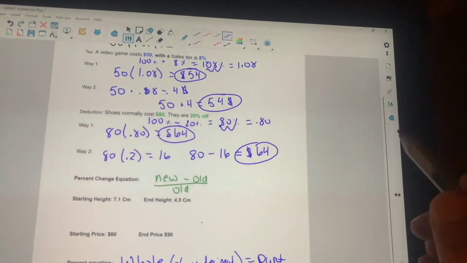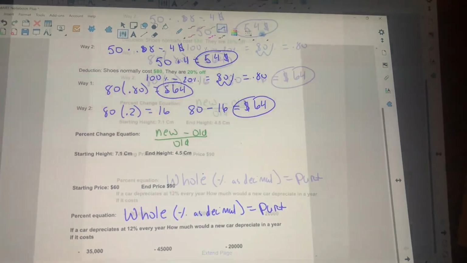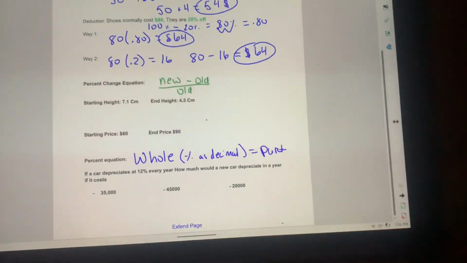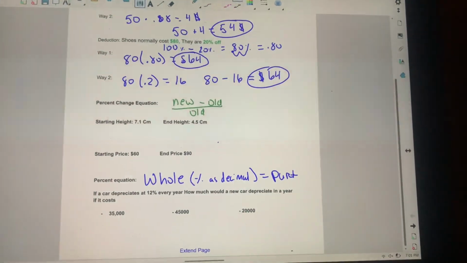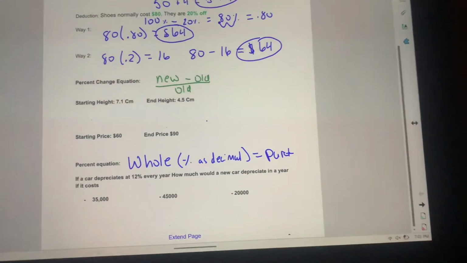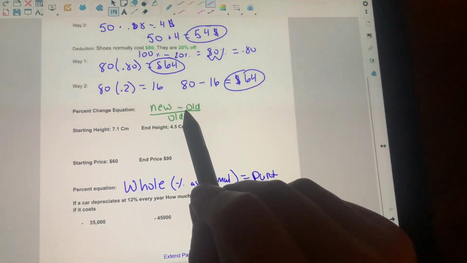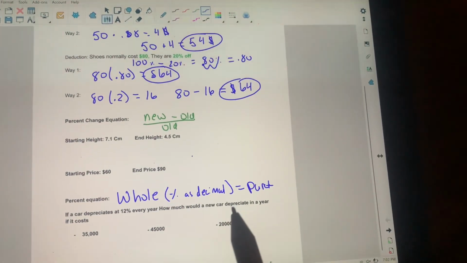Now we need to move on to percent change. So percent change, we can have either a percent increase, meaning we're getting bigger, or we can have a percent decrease, meaning we're getting smaller. So let's do this example. Our equation for this is always going to be new minus old. So the new value minus the old value over the old value.